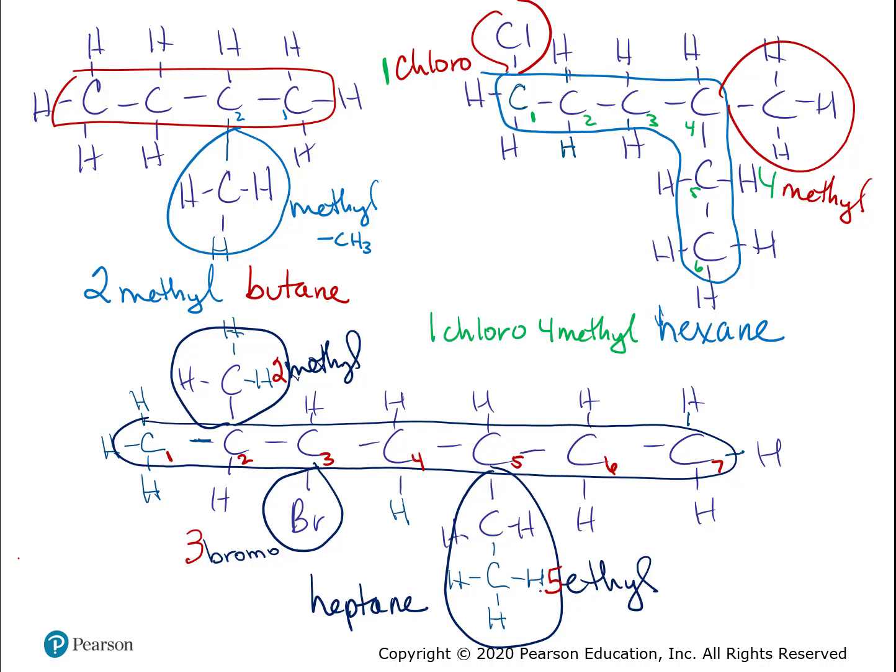Last thing to do, though, before you write this, is you put them what? Alphabetical. So which do you put first? Yep, so 3 bromo, then 5 ethyl, and then, okay, so you don't list it by number, which seems like that would be better, but I didn't make the rules. You list them alphabetically.